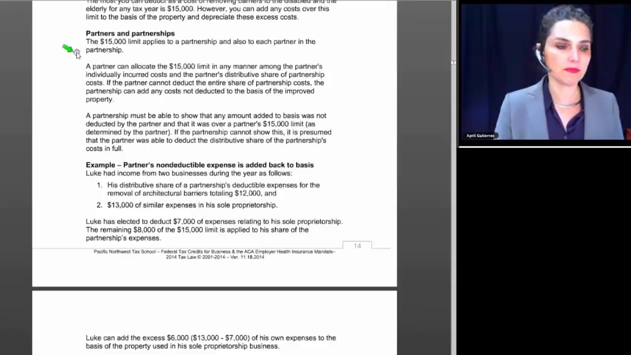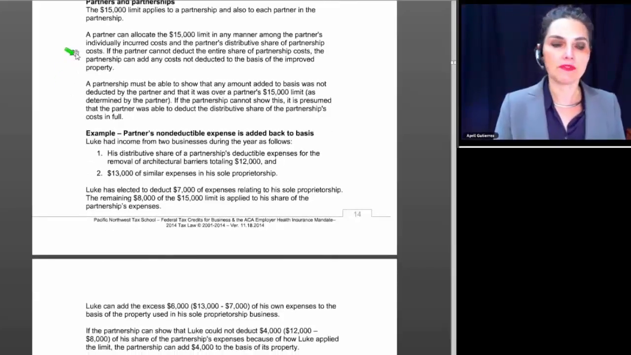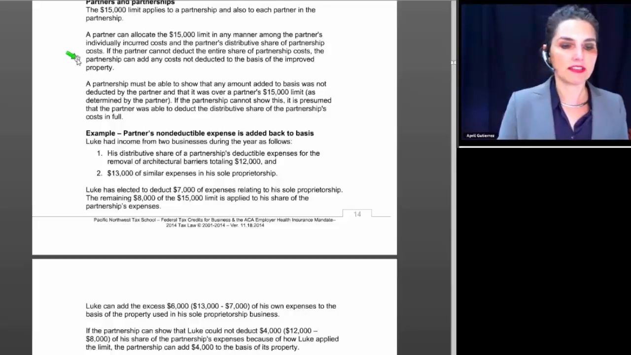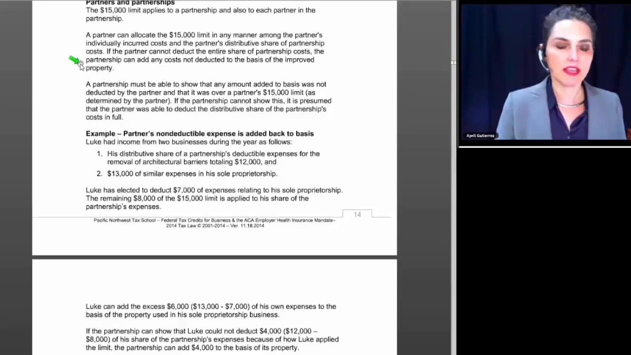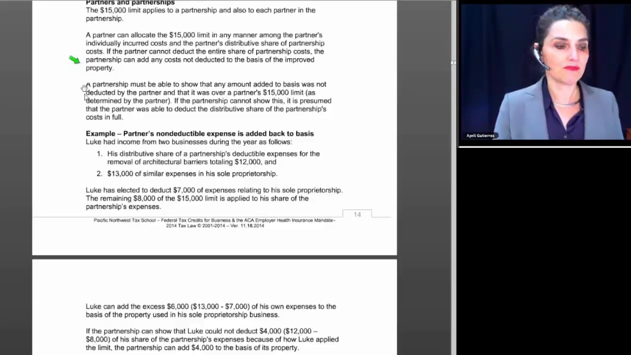Partners and partnerships. The $15,000 limit applies to the partnership and also to each partner in the partnership. A partner can allocate the $15,000 limit in any manner among the partner's individually incurred costs and the partner's distributive share of the partnership costs. But if the partner cannot deduct the entire share of the partnership costs, then the partnership can add any costs not deducted by that partner back into the basis of the improved property.